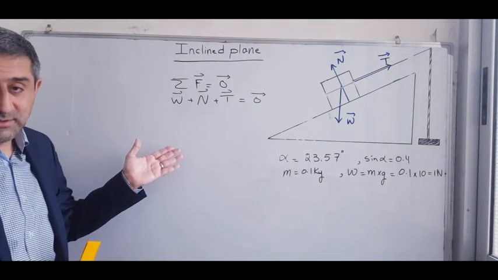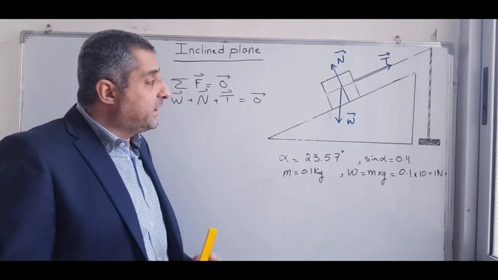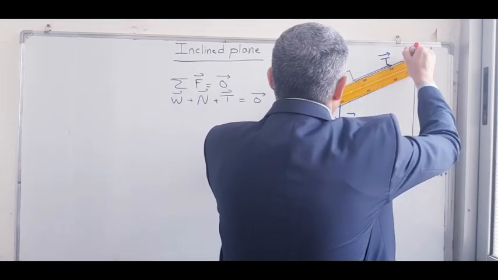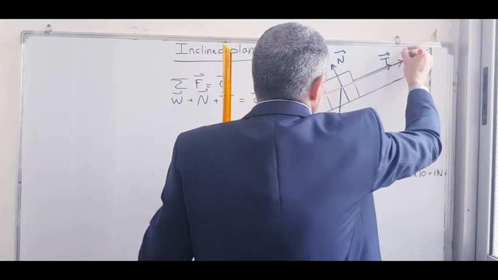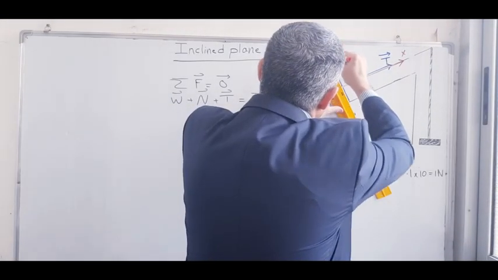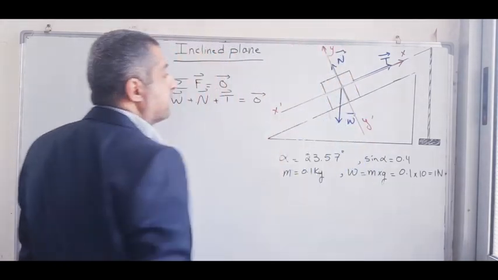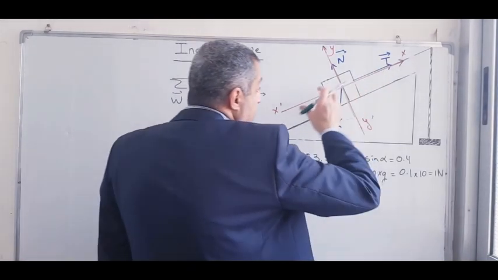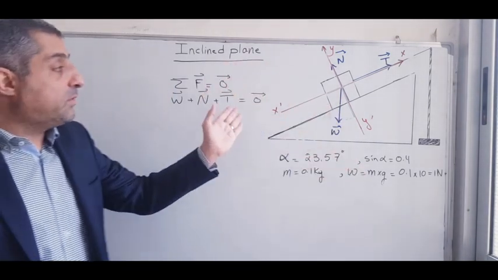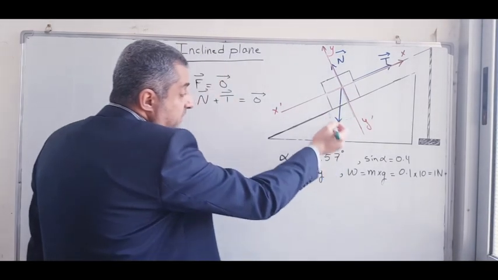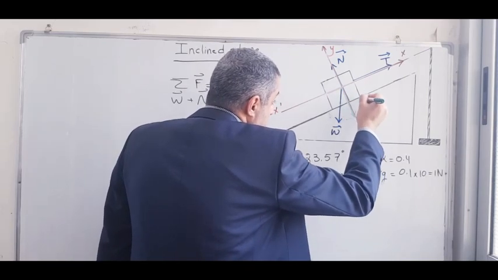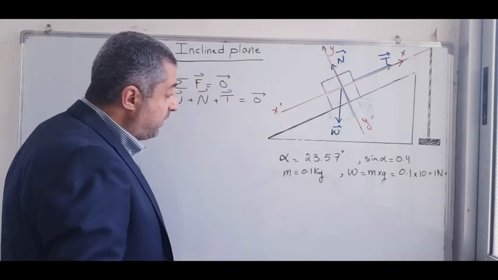Since the forces are vector quantities, we add them by projection. In case of an inclined plane, it's convenient to use the x-axis parallel to the inclined plane, like this. This is x prime, and the y-axis is perpendicular to the x-axis, perpendicular also to the inclined surface. The tension force is along the x-axis and the normal reaction is along the y-axis, while the weight is not along the x-axis nor the y-axis. So we have to project, we have to find the components of the W. We have the Wy, this component along the y-axis, and we have the second component along the x-axis.